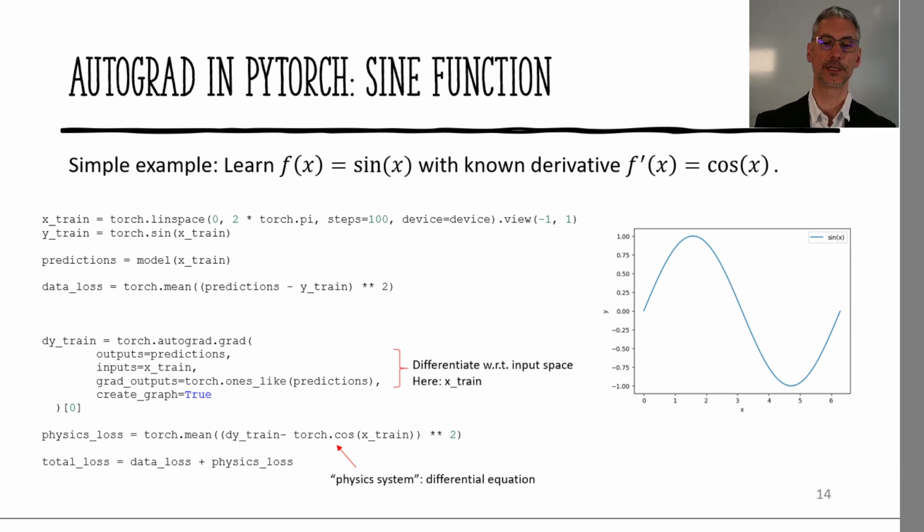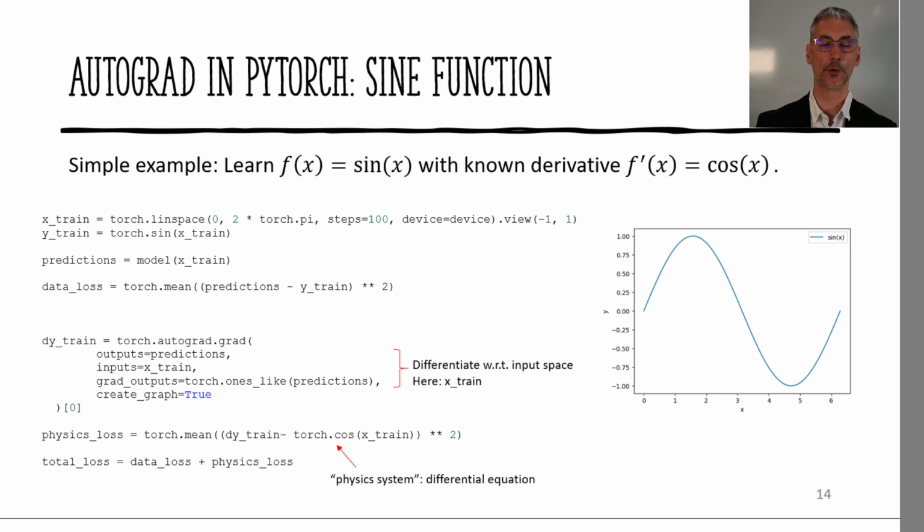And then we have the usual data loss. We have our predictions and the training data in the regime. And then we have the differential part, dy_train. This is where the automatic differentiation comes in, and we differentiate with respect to the input space. That means we want to differentiate the neural network with respect to the x_train data samples that we have.